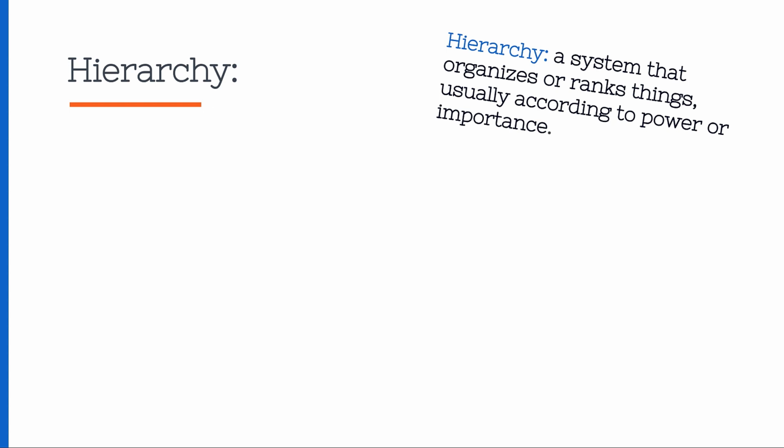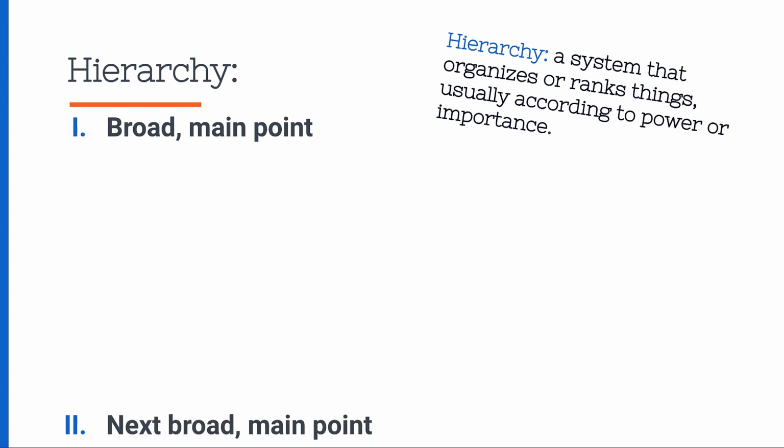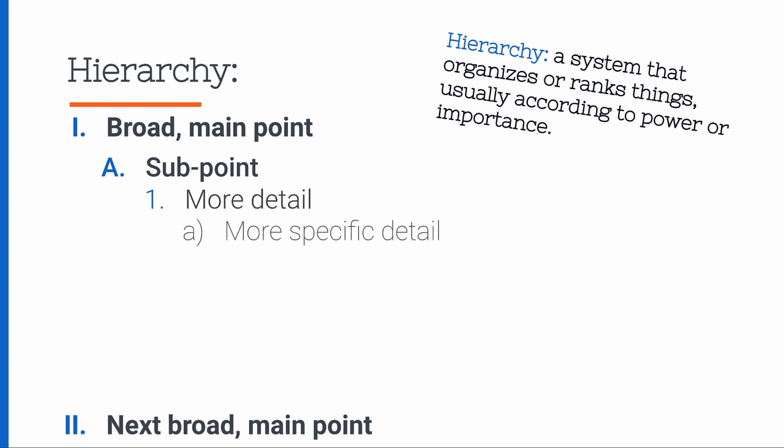You should use a hierarchical structure when you're making your outline. Hierarchy means a system that organizes or ranks things, usually according to power or importance. First, you start out with your broad main point, a general point. You can think about all of your other broad main points first. So, my big categories. Then underneath your broad main point, you have a subpoint with some more detail to support it. Then some more specific detail to support that. Any more details that go here, data, numbers, things like that, you can keep becoming more specific if you've got a lot of detailed information.